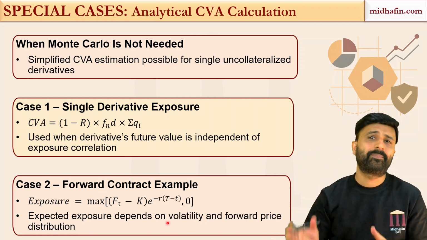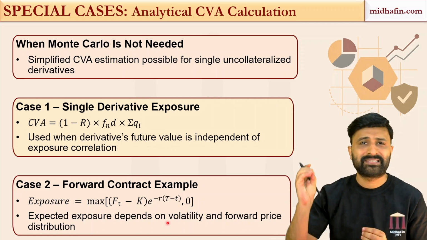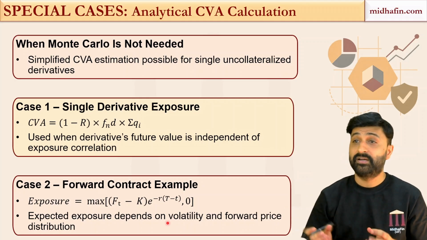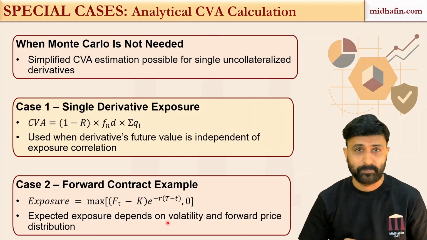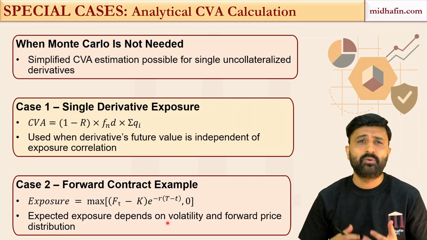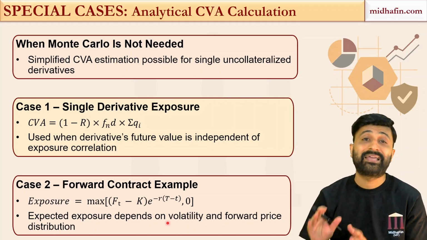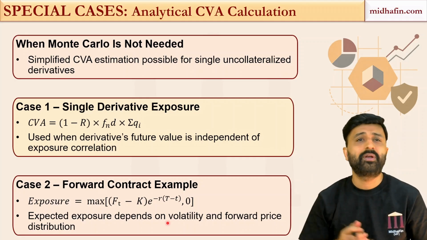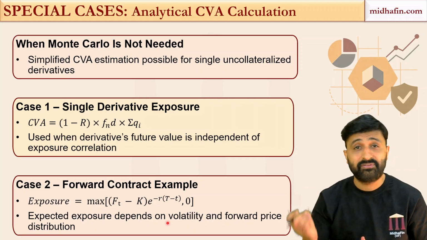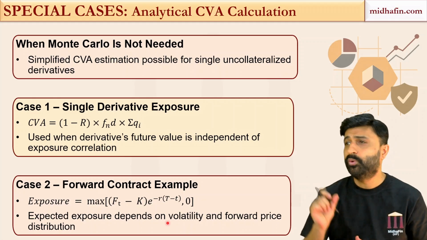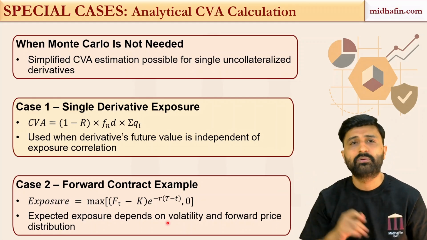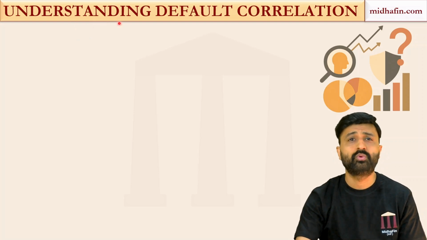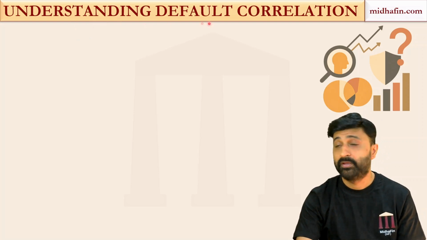Now, how to interpret this part? What these special cases tell us is that the impact of credit risk can be viewed as a discount on a derivative's value. It's like using a higher discount rate that includes the counterparty's credit spread. So even without complex Monte Carlo simulations, analytical CVA gives a clear picture of how credit quality feeds directly into valuation. All right. Let us move on to one of the most crucial parts of this chapter, default correlation.